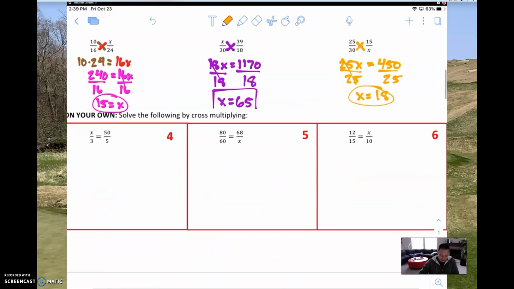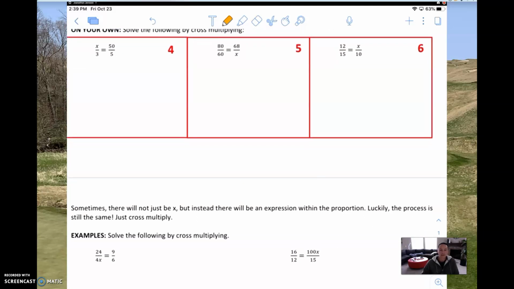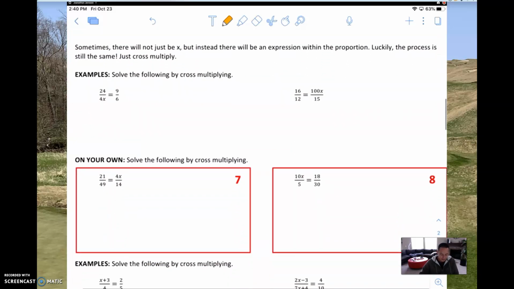So with that being said, go ahead and try the next 2 or 3 on your own. Pause the video, and when you're all done, come on back. Thanks for coming back. It's going to follow the same process that we've been doing the last couple weeks. Just take those answers from 4, 5, and 6, put them into Schoology, and it should check whether you got them correct or not. Let's move on to the next page.